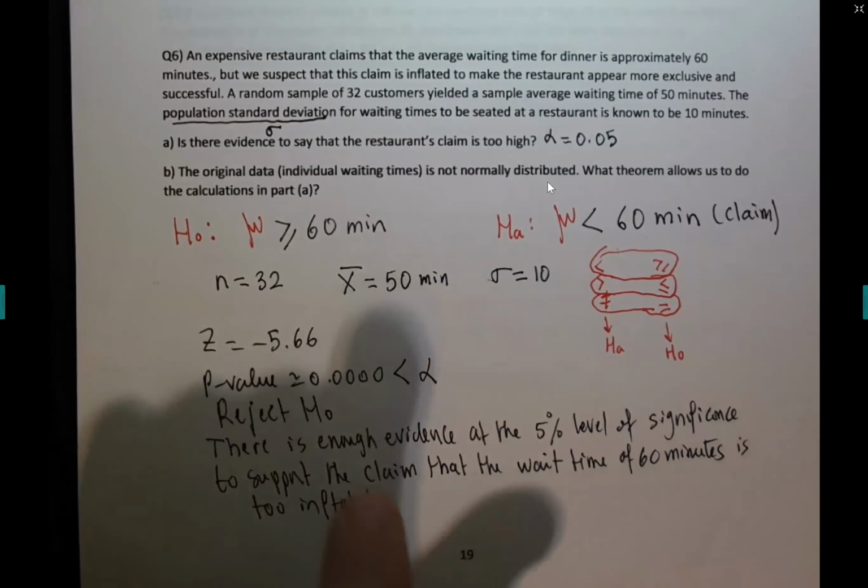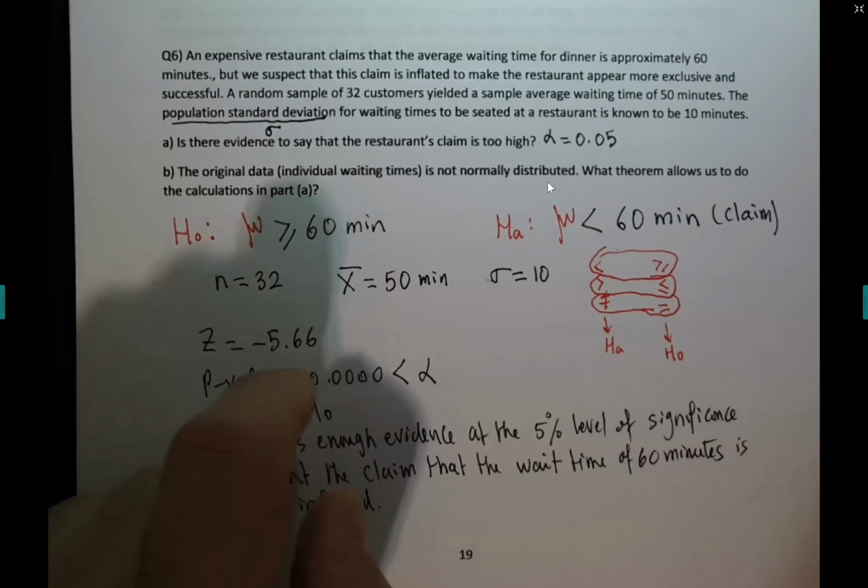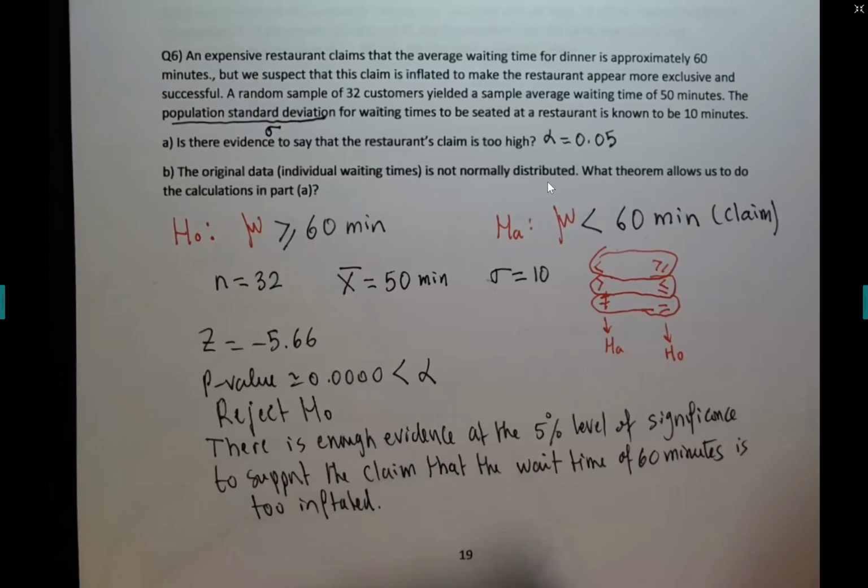This study, guys, is valid enough to go back to the restaurant and show it to the restaurant manager and tell the manager that you're misleading people, because we did a hypothesis test and we verified that your claim is not valid. He might question your sample size or how you picked the sample. If you can convince him that you picked a random sample, then this is evidence, guys. That's what we call evidence in hypothesis testing.